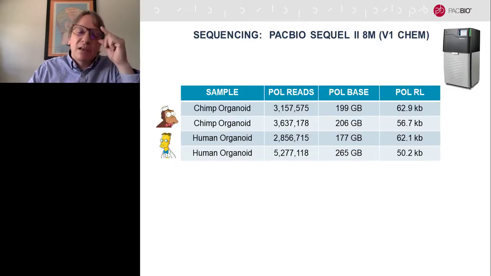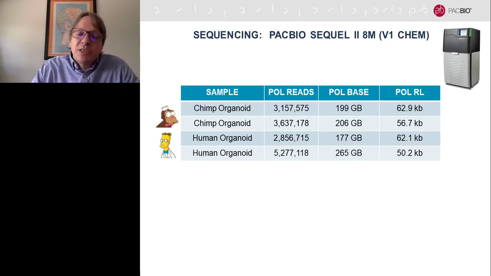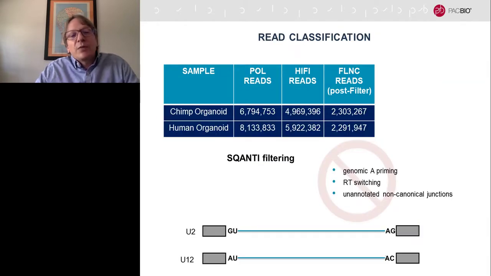So we carried out the Iso-Seq on dissociated cerebral organoids that are about a month old. And we then sequenced these libraries on the PacBio Sequel 2. At the time, this was the V1 chemistry, and so the V2 chemistry would increase all of these stats by quite a bit. And once we did that, we took those reads and ran them through a few filters to clean up some of the things that we know can happen in these types of libraries. And SCONTI can do these types of things.